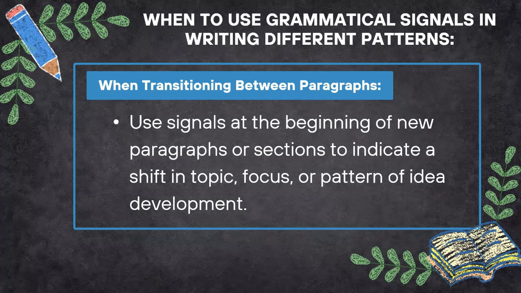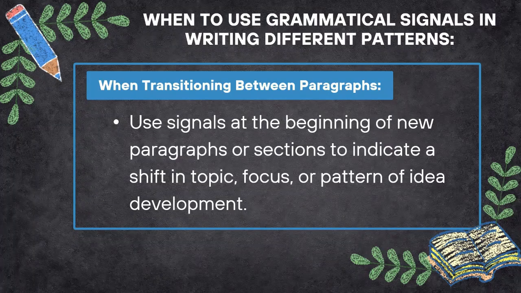And last is when transitioning between paragraphs. So we use signals at the beginning of new paragraphs or sections to indicate a shift in topic, focus, or pattern of idea development. Take note, we cannot use transition signals in the very first sentence in the first paragraph of our essay or in our text because what is the connection in there? That's the very first part. So we have to know when to use those signals to transition at the beginning of a new paragraph.